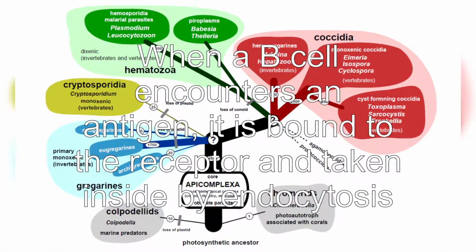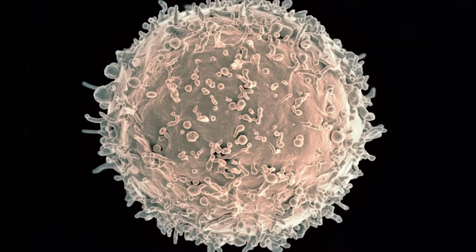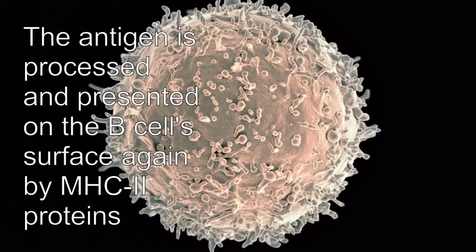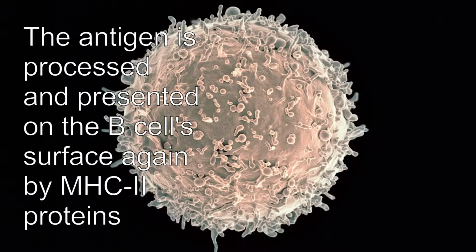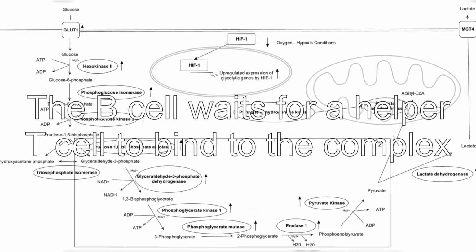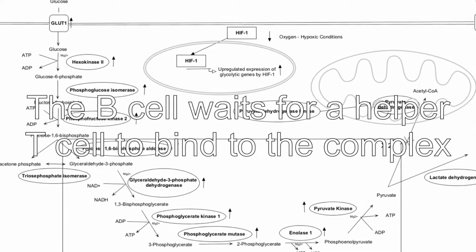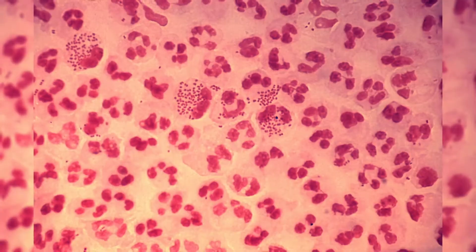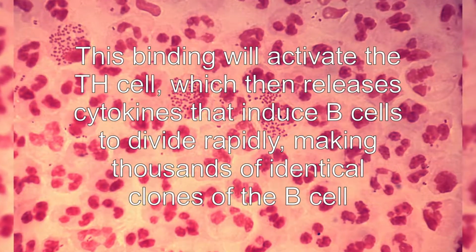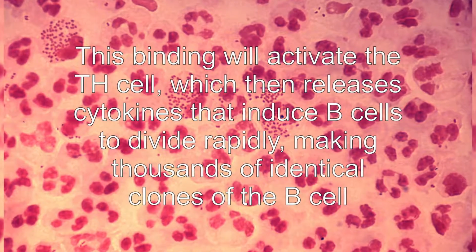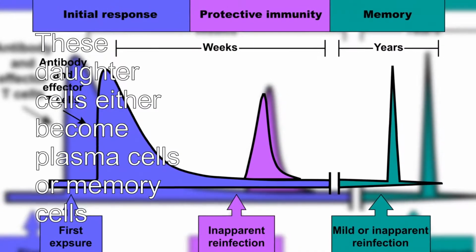The mature B cells migrate from the bone marrow to the lymph nodes or other lymphatic organs, where they begin to encounter pathogens. When a B cell encounters an antigen, it is bound to the receptor and taken inside by endocytosis. The antigen is processed and presented on the B cell's surface again by MHC2 proteins. The B cell waits for a helper T cell to bind to the complex. This binding will activate the Th cell, which then releases cytokines that induce B cells to divide rapidly, making thousands of identical clones of the B cell.